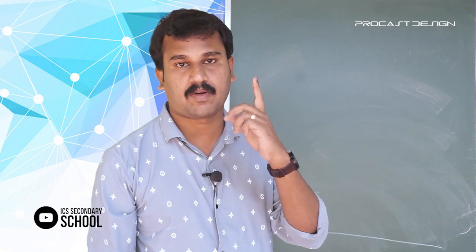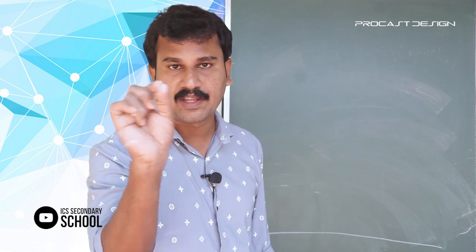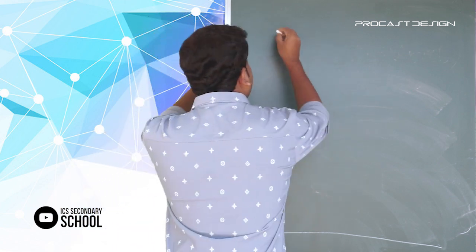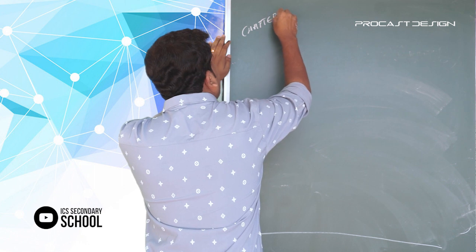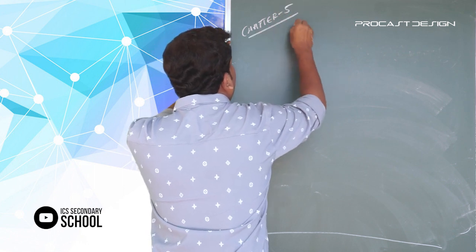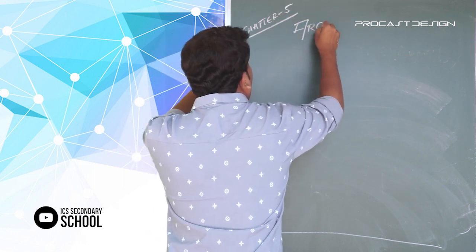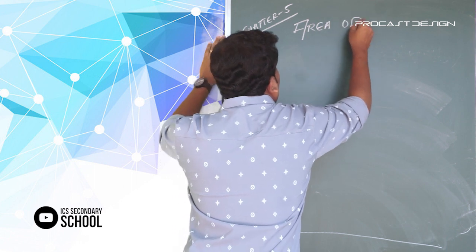Today we are discussing a new chapter, our fifth chapter. What is the name of our fifth chapter? Area of triangle. It's a simple chapter, area of triangle.